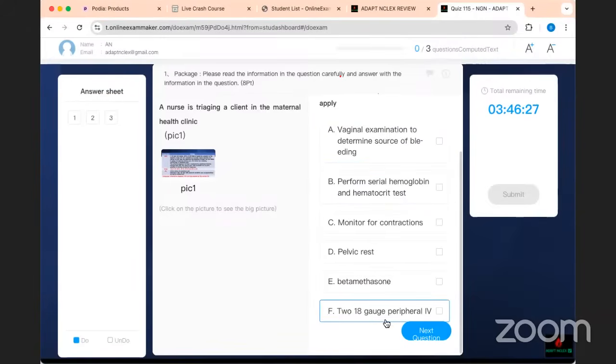I can tell you, she needs two large-bore IVs, right? We've got to resuscitate the patient.